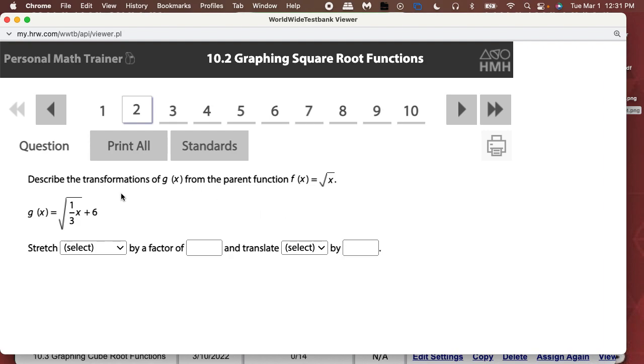If you remember, A is a vertical multiplier. It's not there. B is a horizontal multiplier. That needs to be taken the reciprocal of to talk about it. And then H is 0 in this case. K is what's being added outside, so we go up because 6 is positive. Now, be careful not to use my numbers for your number 2.